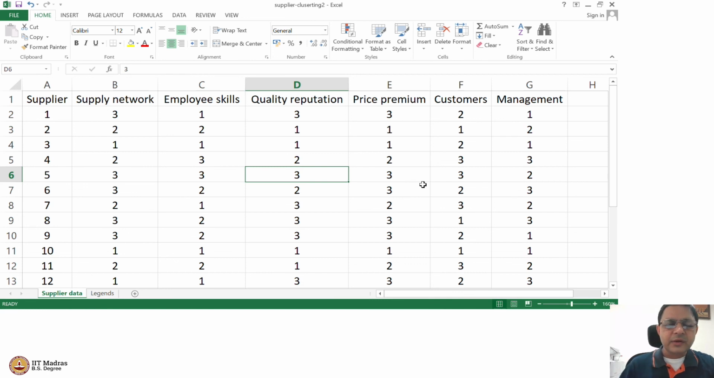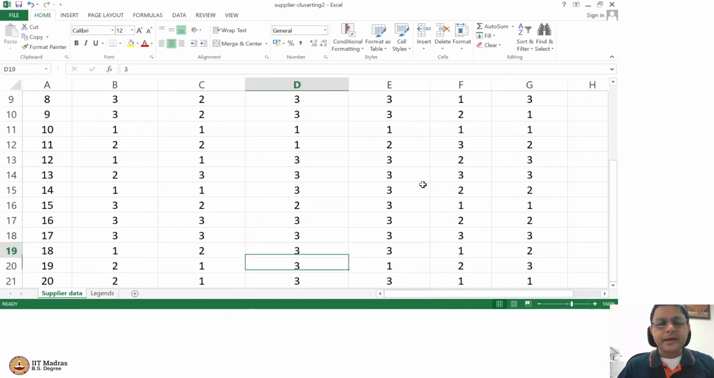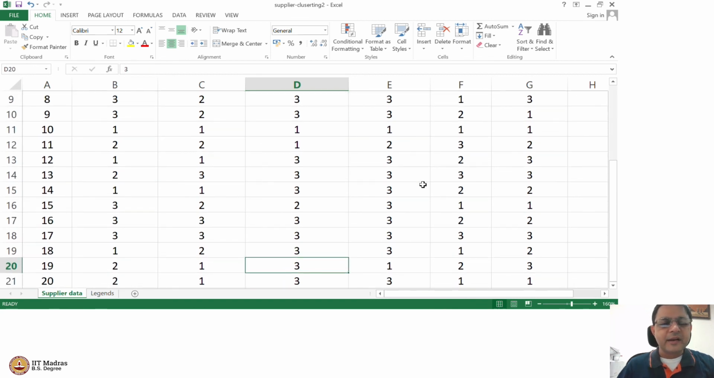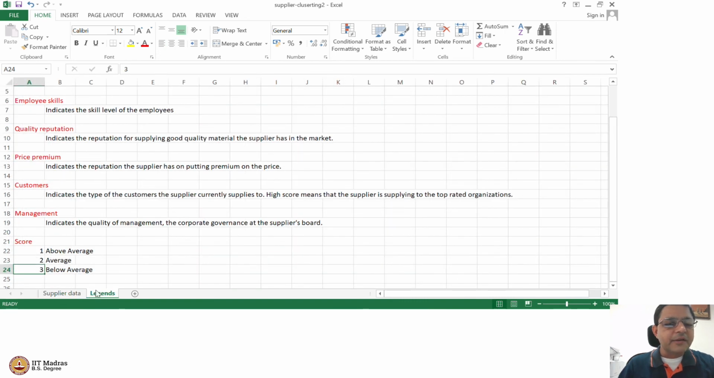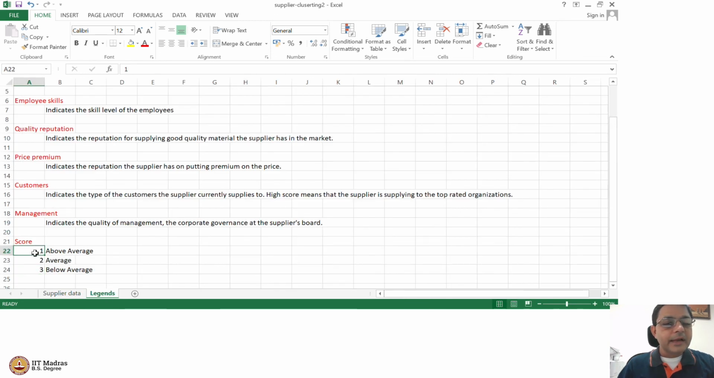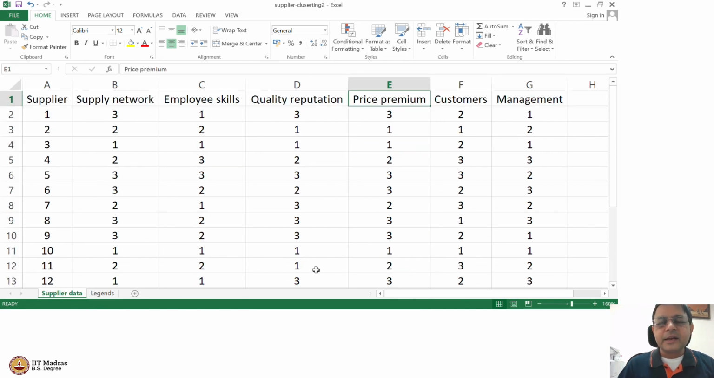Which should be matching with the quality reputation, right? Sometimes it may match, sometimes it may not match, right? For example, let us look at this supplier number 19. Supplier number 19 has quality reputation 3, which means that they are not so great, right? Below average in terms of reputation, in terms of quality. But price premium is ranked 1. They are charging a lot of premium on their price, which is kind of odd, because if your reputation in terms of quality is not that great, why is the supplier charging higher premium in the market? So those are the things that we wish to investigate.